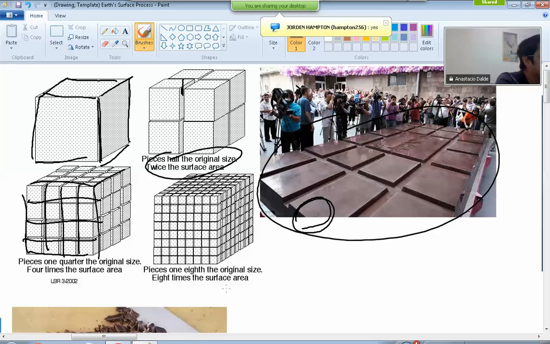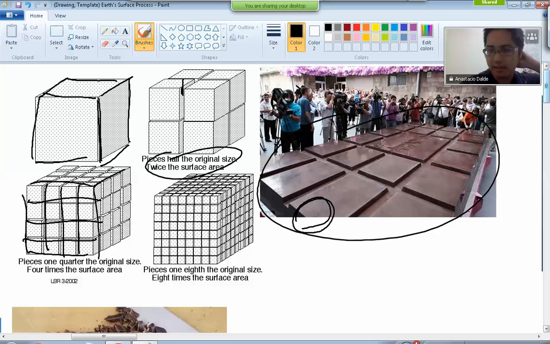There's more squares, which is why there's more surface area. Jenna, you're a little confused. I'll tell you what, let me help you out. All right, here, let's do this because I think this will make sense.